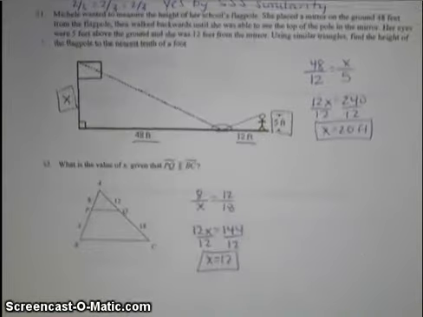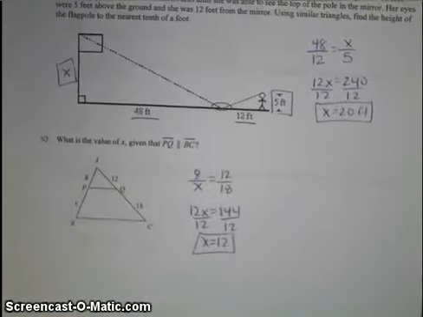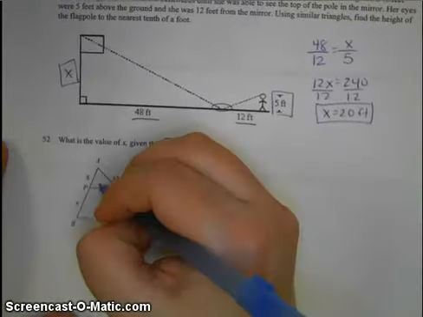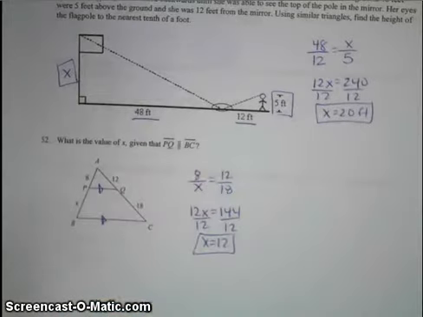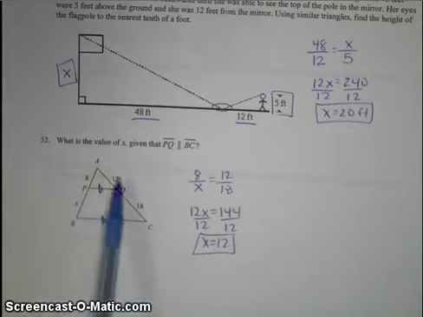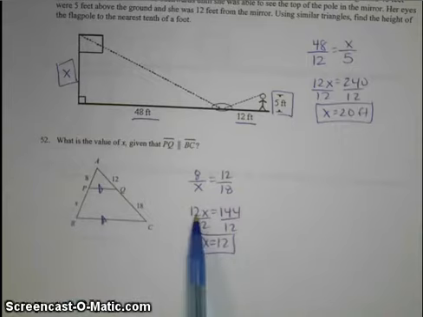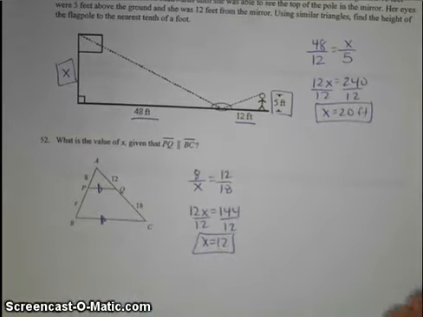Number 52. What is the value of x given that PQ is parallel to BC? So we know that it breaks these again in proportional pieces. So 8 is to x as 12 is to 18. Or some of you might have said 8 is to 12 as x is to 18. It's still going to cross multiply to get 12x is equal to 144. And when I divide, x is 12.